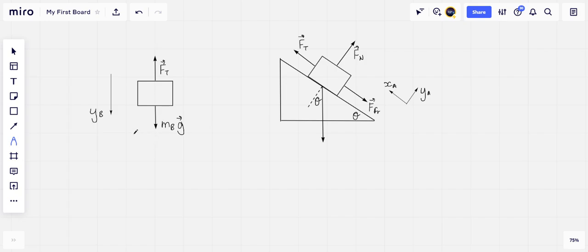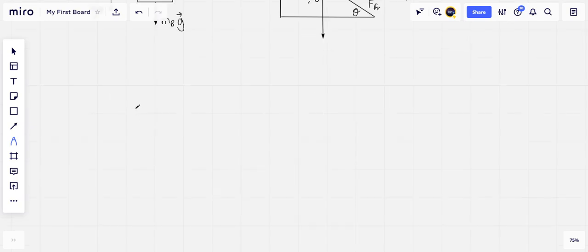Now, given that mB is moving down, mA must be moving up the incline. So the force of kinetic friction on mA will be directed down the incline. Since the blocks are tied together, they will have the same acceleration. We'll call this acceleration a, and we can write Newton's second law for each mass.